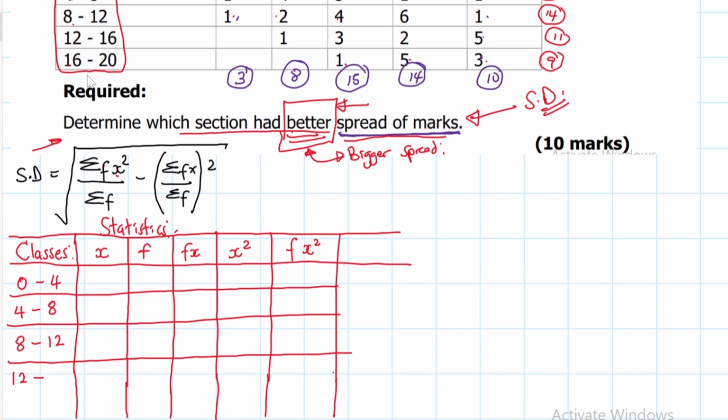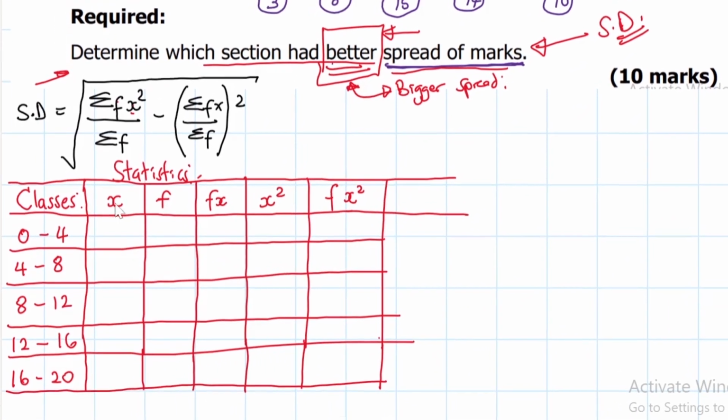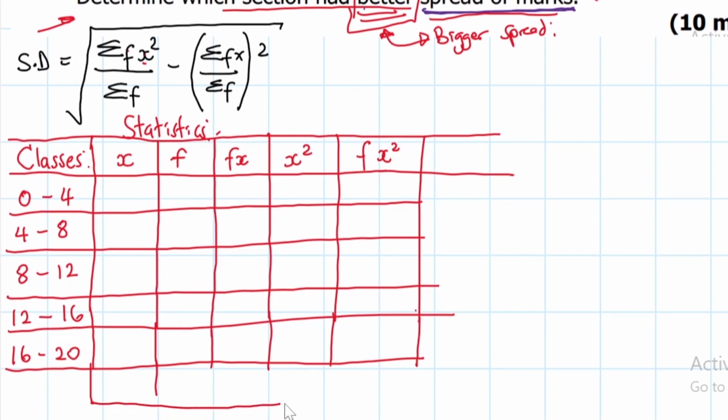That is 12 to 16, which is another class. Okay, then 16 to 20. Like that. So those are our classes right there. Okay, and we are going to be drawing our totals down here like that. So that is as far as statistics is concerned.